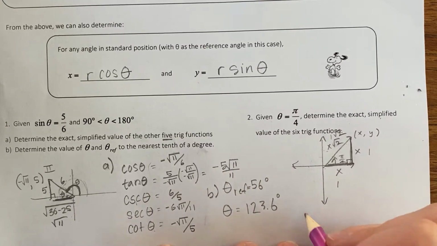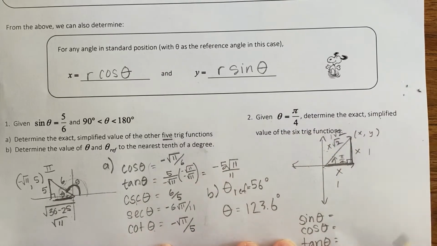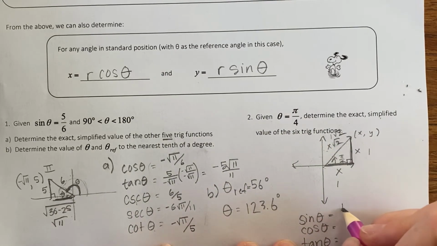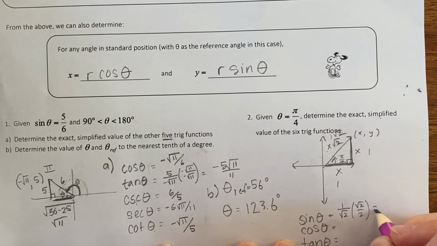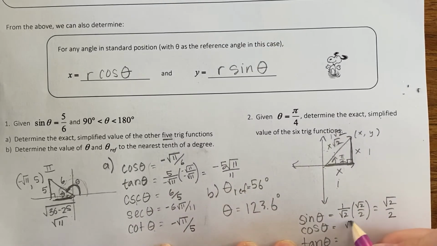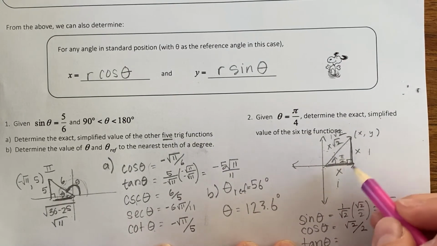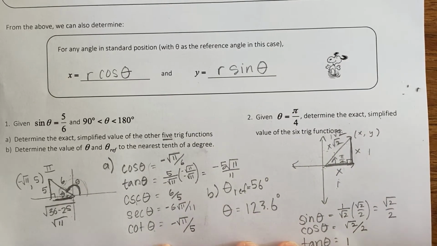So if we think about the sine of theta, the cosine of theta, and the tangent of theta, the sine is going to be 1 over root 2, which we're going to rationalize to be root 2 over 2. The cosine is going to be the same thing, root 2 over 2. And the tangent will be opposite over adjacent, 1.